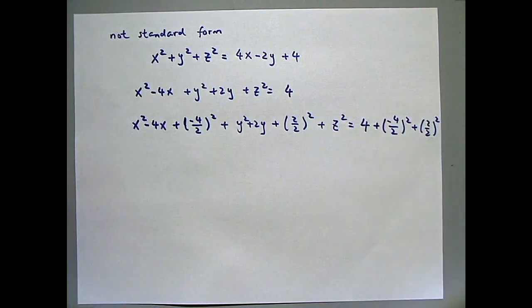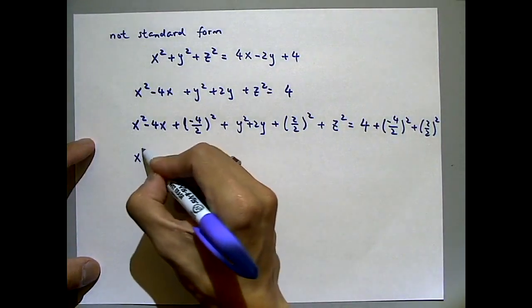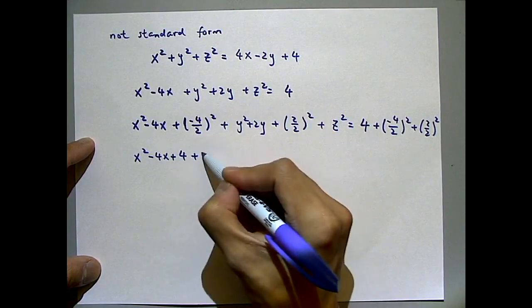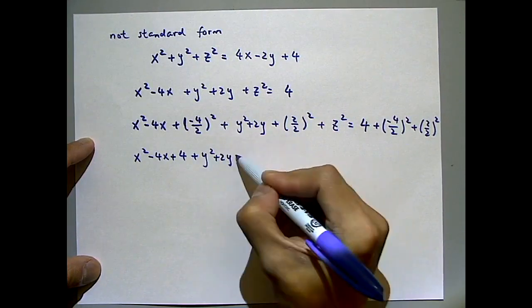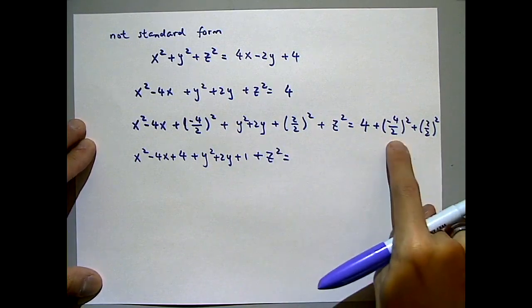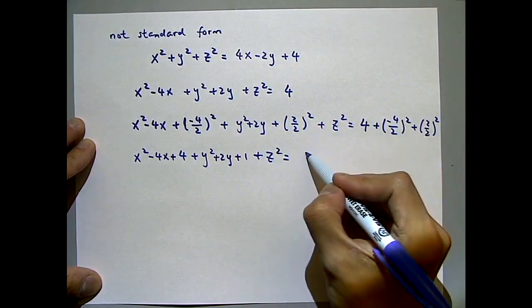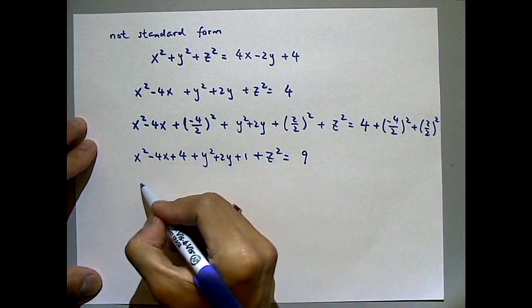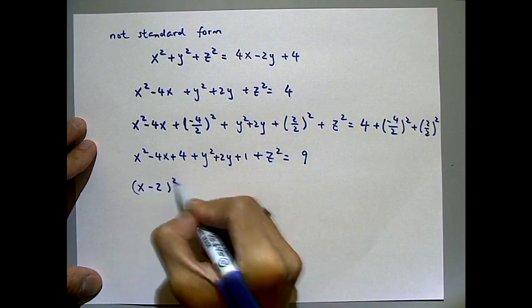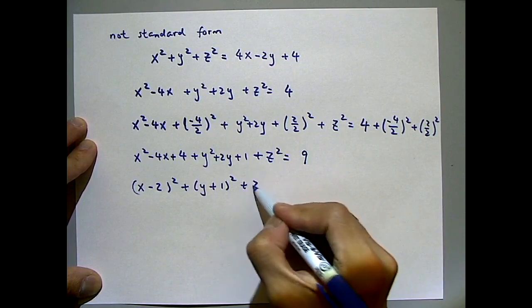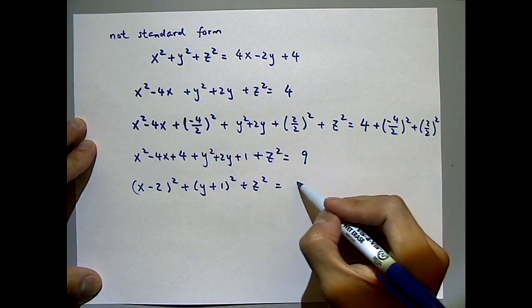Remember that? Good. Okay, then we just finish this up. X squared minus 4x, that's a 4. Plus y squared plus 2y, that's a 1, of course. Plus z squared, that's a 4 plus 4 plus 1, that's a 9. Then we have 2 perfect squares. X minus 2, the quantity squared, plus y plus 1, the quantity squared, plus z squared is equal to 9.